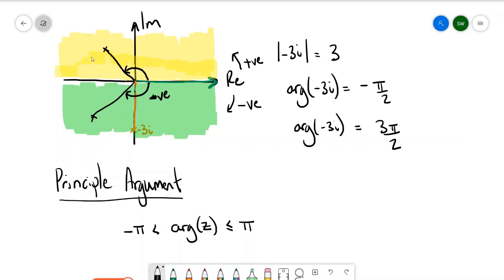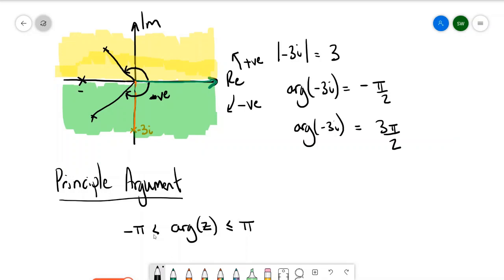Now, any complex number in this yellow region is going to have a positive principal argument, and any complex number in this green region is going to have a negative principal argument. And that's going to ensure that you never have to turn an angle more than pi. You might have noticed that this says that the argument of z is less than or equal to pi, but strictly greater than minus pi. That's to avoid confusion if you've got a point that's on the negative real axis.